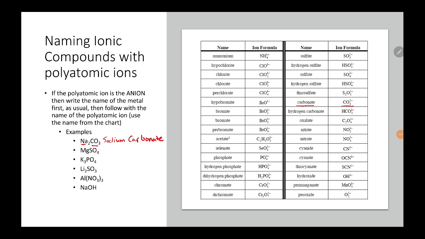Our next example starts with the symbol Mg, so that will be magnesium. The next couple of elements we see is SO4. So we're going to look in our polyatomic ion chart and see if we can find an SO4 ion. Carefully looking finds that SO4 is named sulfate. So the name of MgSO4 is magnesium sulfate. The next example, the first symbol we have is K, which is the symbol for potassium.